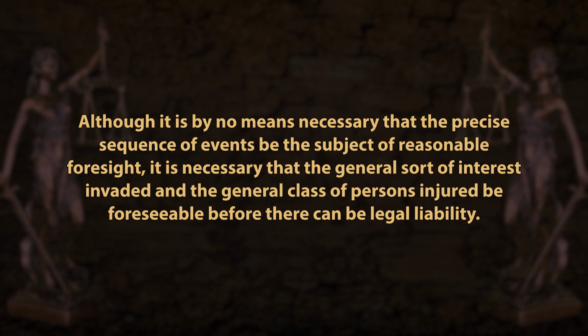Although it is by no means necessary that the precise sequence of events be the subject of reasonable foresight, it is necessary that the general sort of interest invaded and the general class of persons injured be foreseeable before there can be legal liability. The former question is a problem of legal causation, and the foreseeability of the precise sequence of happenings is not always essential to liability. But the latter two questions go to distinctly different problems, namely, the character of the conduct upon which legal liability shall be predicated, and it is submitted that legal liability is never predicated upon conduct which did not threaten the general type of injury complained of to the general class of persons injured, in the sense that some such injury to some such persons could be foreseen as probable.